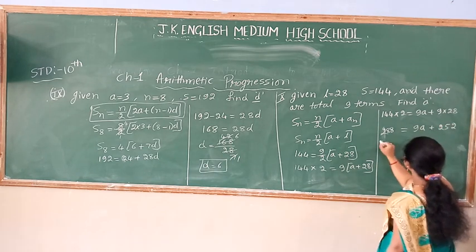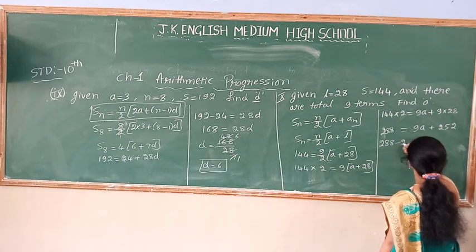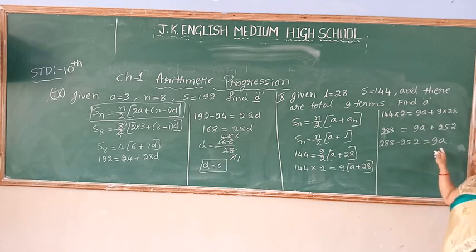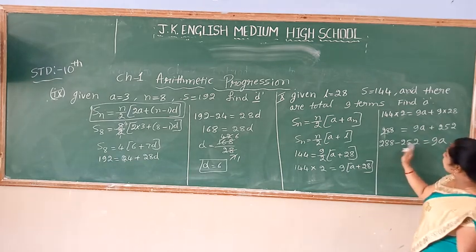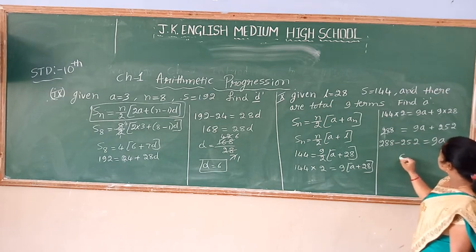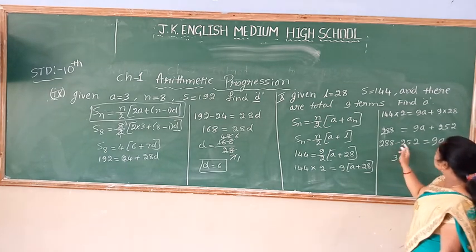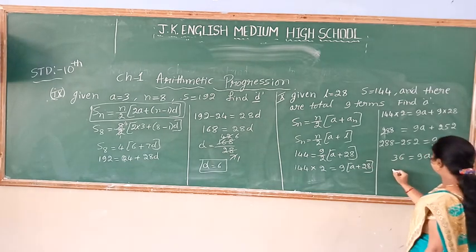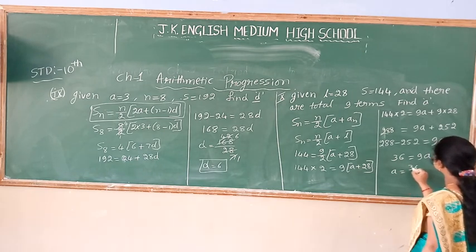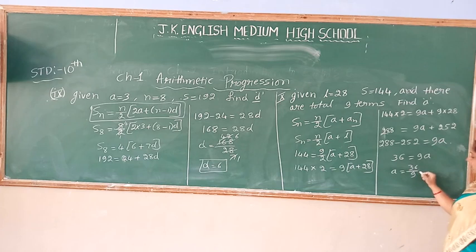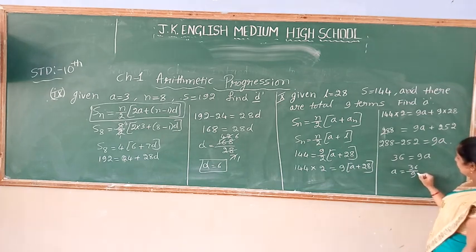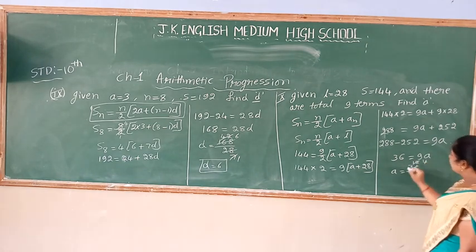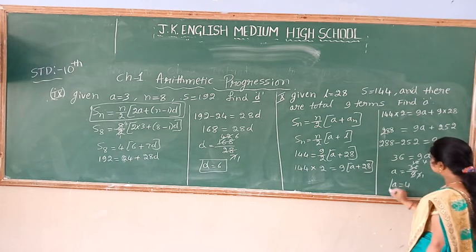Then you take it this side: 288 minus 252 is equal to 9a. You have to find the value of a, so subtract and simplify this side. 8 minus 2 is 6, 8 minus 5 is 3, 2 minus 2 is 0, giving 36 equal to 9a. So a is equal to 36 divided by 9. Then you can cancel and find the value of a. 9 fours are 36. So I got the value of a as 4.